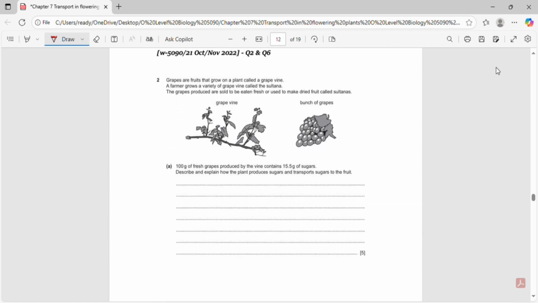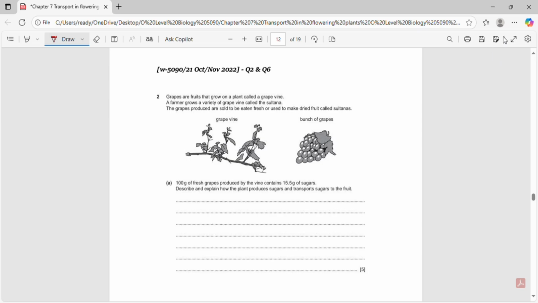Then, coming back to a theory question. The question says, grapes are fruits that grow on a plant called a grapevine. A farmer grows a variety of grapevine called the sultana. The grapes produced are sold to be eaten fresh or used to make dried fruit called sultanas. Part A says, 100 grams of fresh grapes produced by the vine contains 15.5 grams of sugars. And the question asks, describe and explain how the plant produces sugars and transports sugars to the fruit.